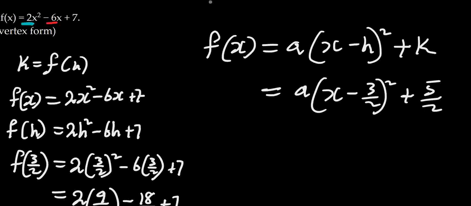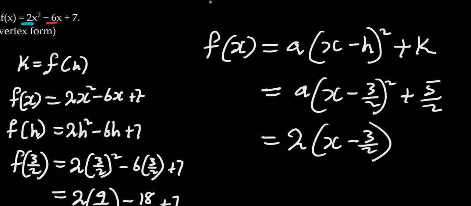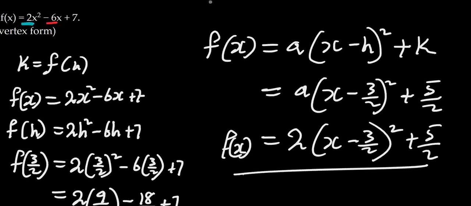So all we have to do now is to write this as 2 times x negative 3 over 2 squared plus 5 over 2. So f of x is equal to this. So this is the final answer to this question. I hope it makes some sense. All right, so let's move on to the next question.